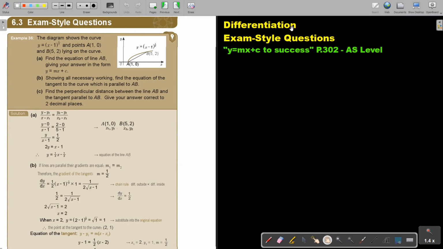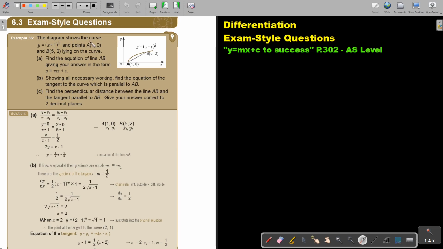Differentiation. In this video, we are going to focus on exam-style questions. You will find this on page 302 in the Namibian AS-Level Mathematics textbook, y equals mx plus c to success. Let's look at an example. This is the typical example that you will find in an examination.